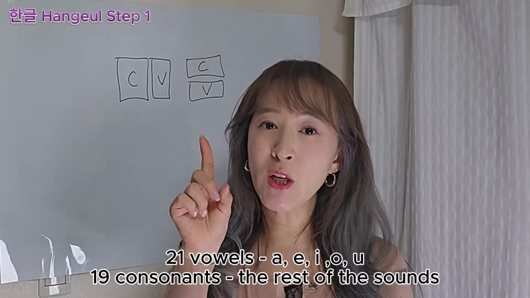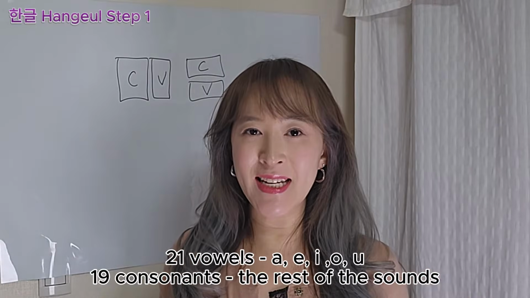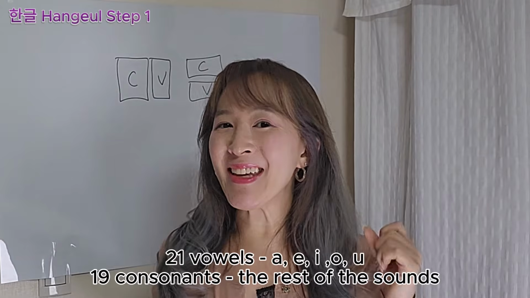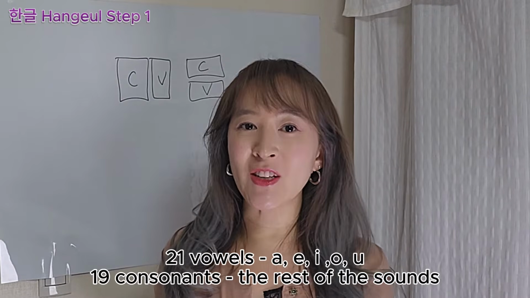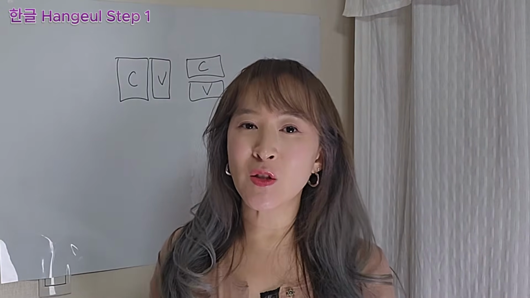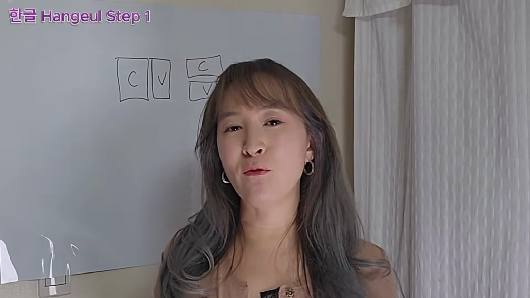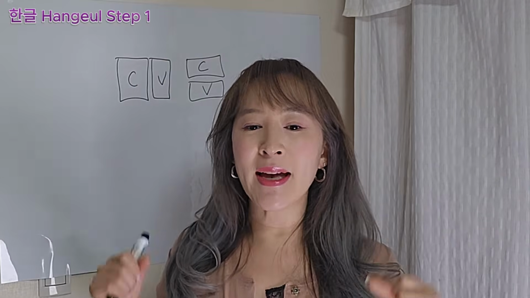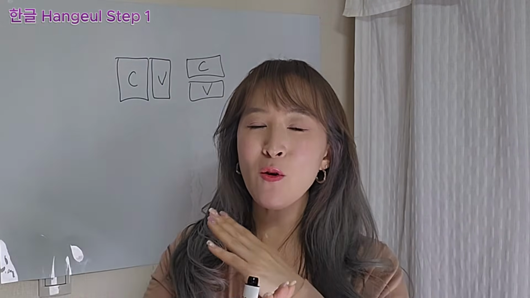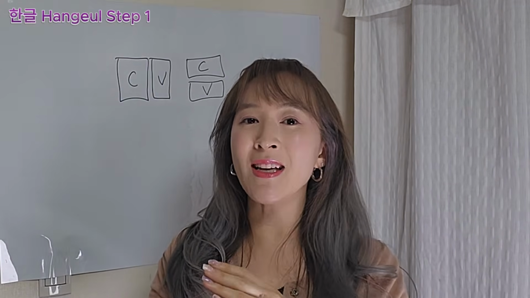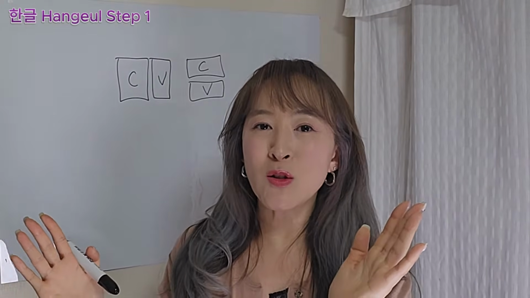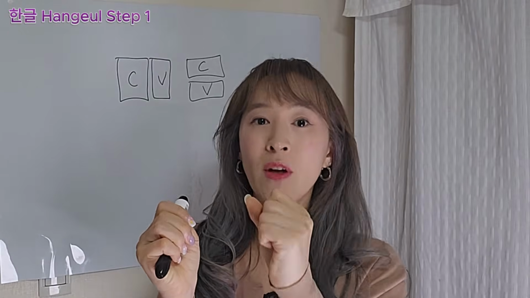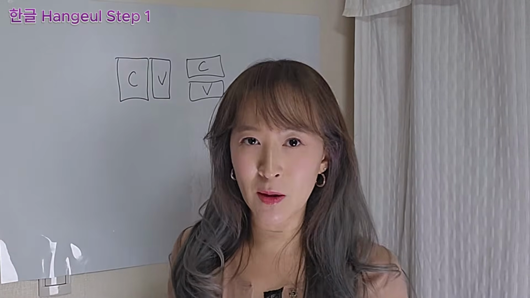Hangul contains 21 vowels and 19 consonants. In case you're not sure of what they are, vowels are A, E, I, O, U sounds, and consonants are the rest. So like B, H, F, K, T, S, whatever. All those are consonants. And Hangul can never be used alone as a consonant or vowel, so it'll always be combined with at least one consonant and one vowel to make one syllable.